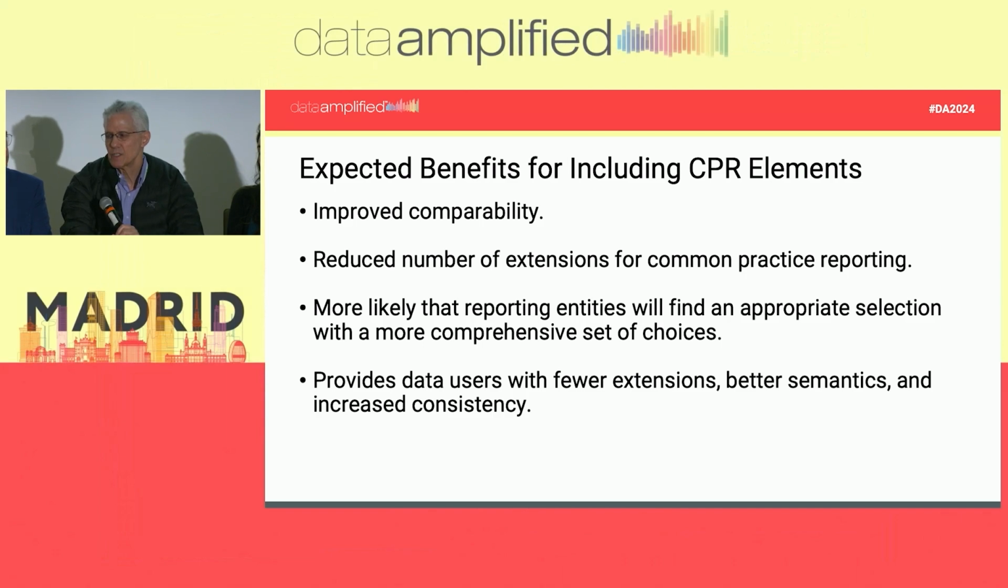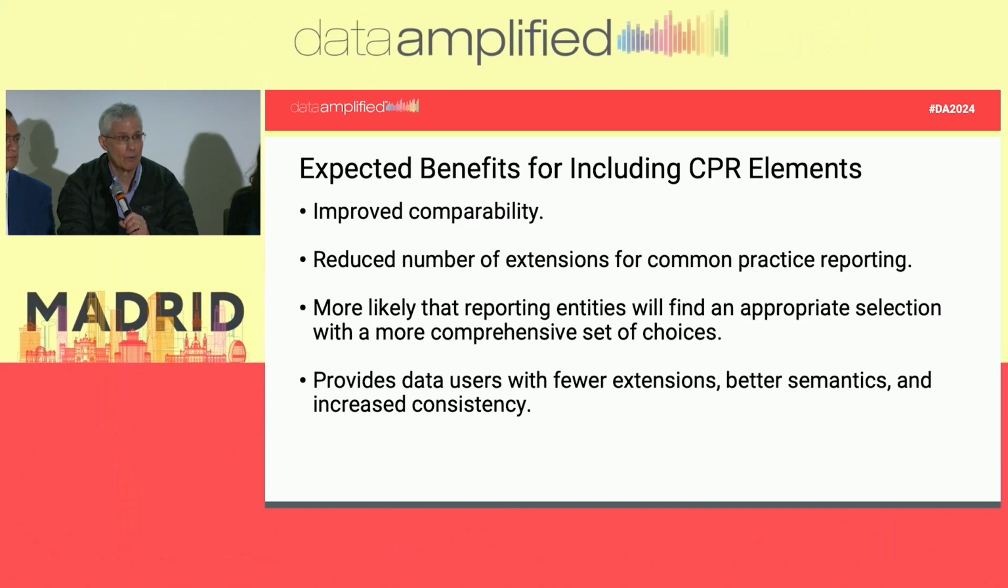So these are some of the expected benefits. We believe it improves comparability. If you've got 1,000 filers that have been extending on a concept, it's best to include that in the base taxonomy because now we've got an agreed upon definition for what that thing is. And we also have the same element name. So now from a comparison point of view where you're doing mass consumption of the data, it's much easier to recognize what that thing is.